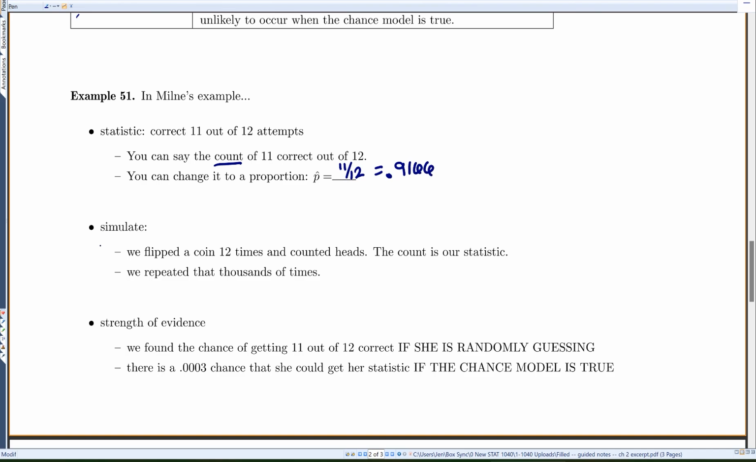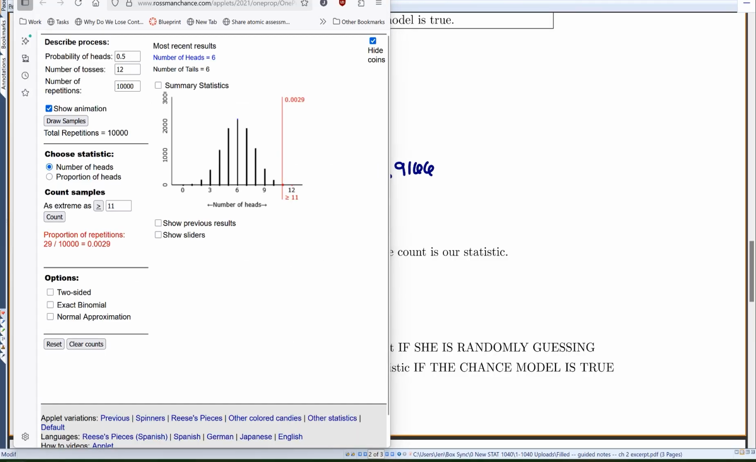Okay. Then you simulate. So we flipped a coin 12 times and counted heads. That count is our statistic. And we repeated that thousands of times. So coming back to our applet, every time we flipped the coin, it added a new dot here. So it added a new statistic that we had simulated. So one time we flipped the coins and we got 3 heads, and another time we got 9 heads. And each time we put a little dot there.